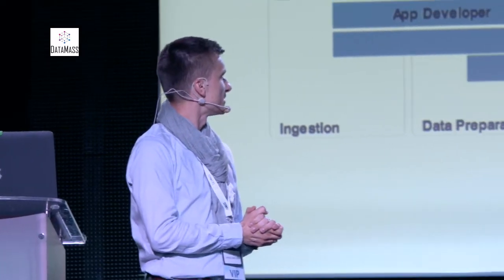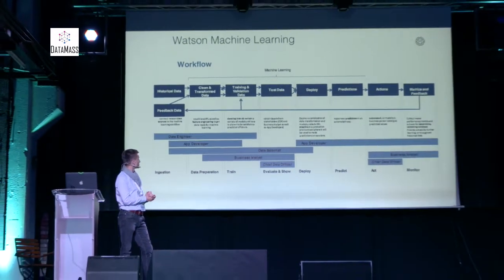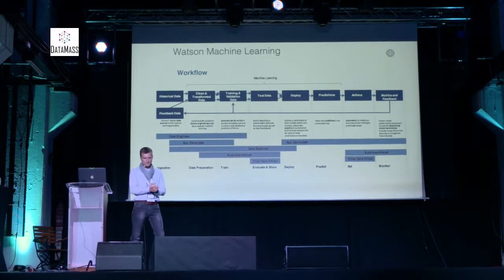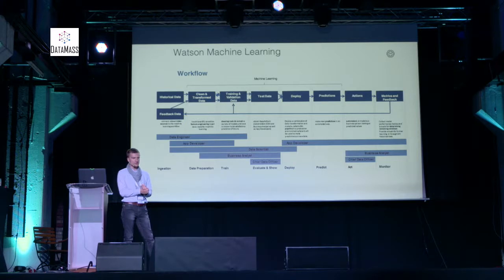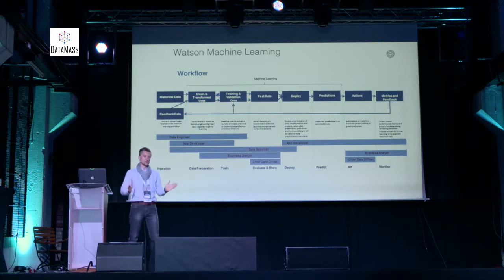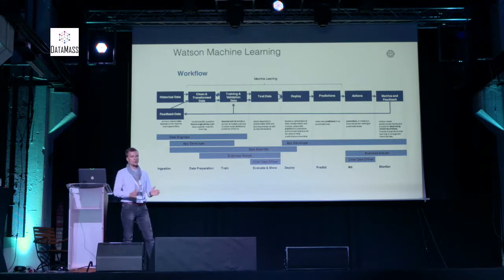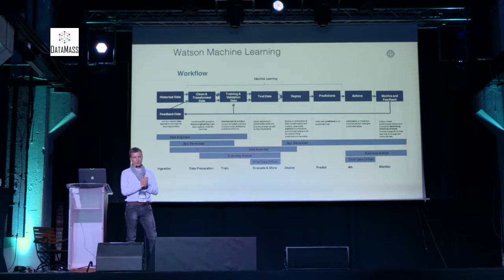Workflow. So you have probably seen today a lot of diagrams which basically show the same. The basic flow of the machine learning process is: we have historical data, we pre-process the data, we train the model, we use the test data to validate the trained model, we deploy and serve the model, we make predictions, and based on the predictions we take some actions.